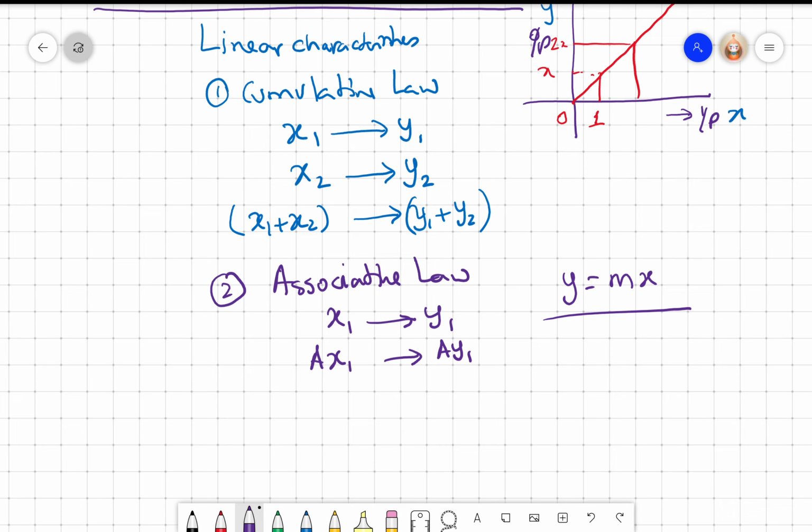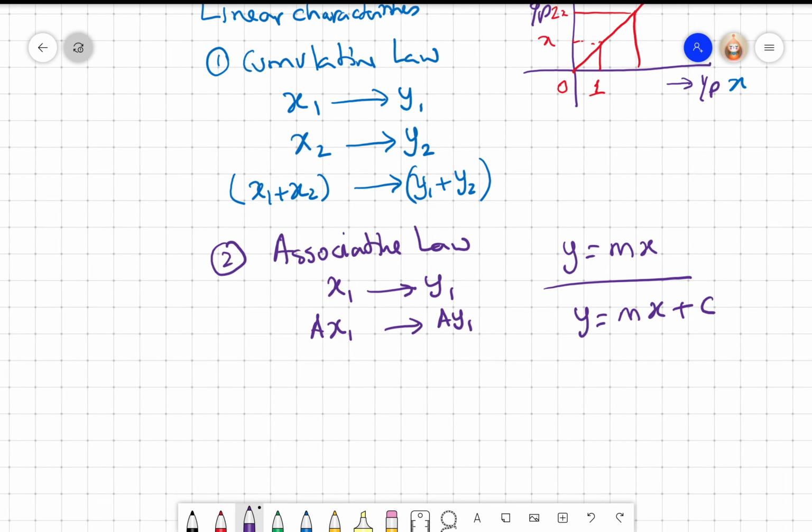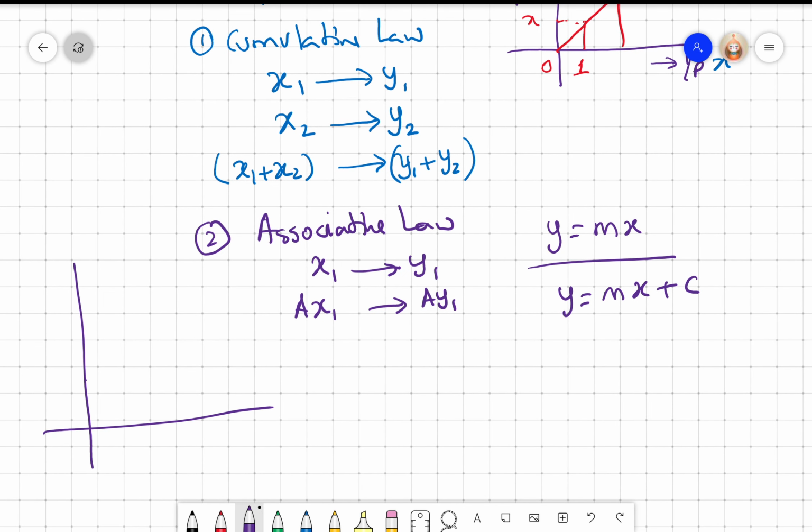But many times what we will get is y equal to mx plus c, right? This is a general straight line, so I can draw this. So this is y equal to mx plus c. When x is equal to 0, I get c. We call c the y-intercept at x equal to 0, or we can also say that it is an offset at 0. So even though, strictly speaking, y equal to mx plus c does not obey the cumulative and associative laws, still it's a linear one. The only thing is it has an offset. If I remove c, it becomes linear. So we simply say that this is a linear characteristic, but with an offset, right?